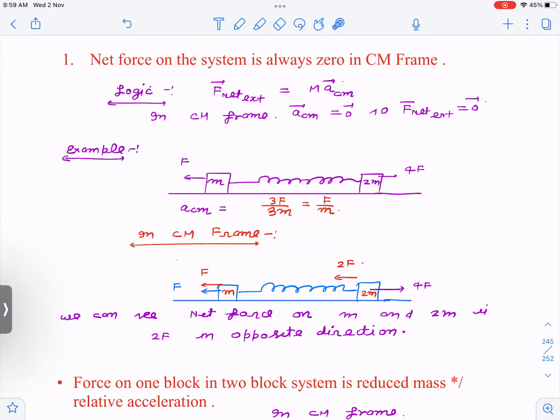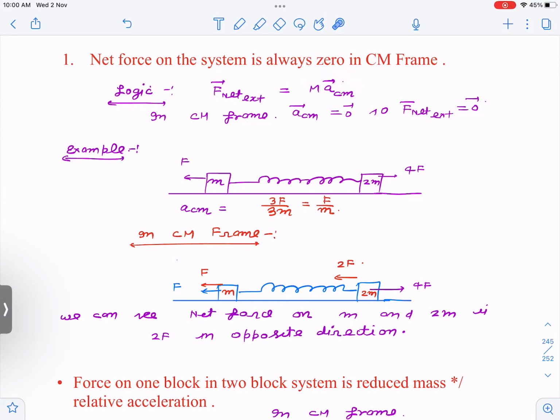Why? Because if you're moving with the same acceleration as center of mass, then with respect to you, center of mass will be stationary. So with respect to you, acceleration of center of mass will be zero. If acceleration of center of mass is zero with respect to you, because you are also moving with the same acceleration as CM, then this term becomes zero, right? So if this is zero, then the left-hand side will also become zero.